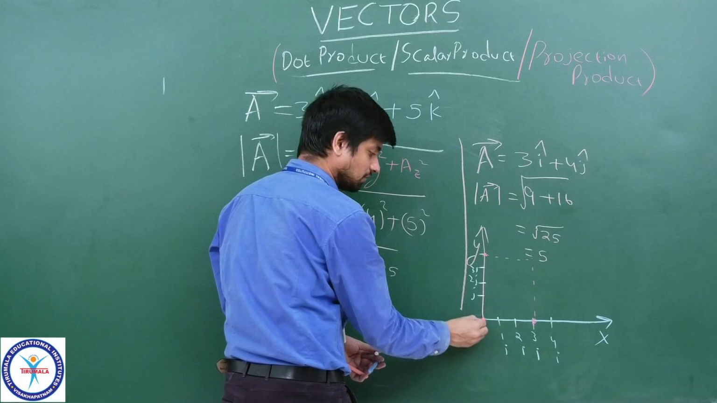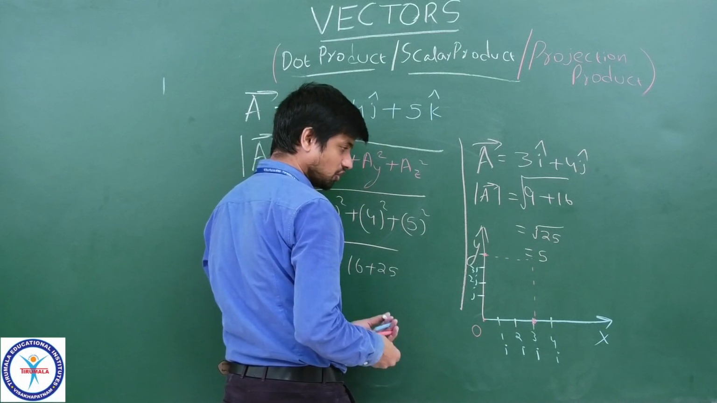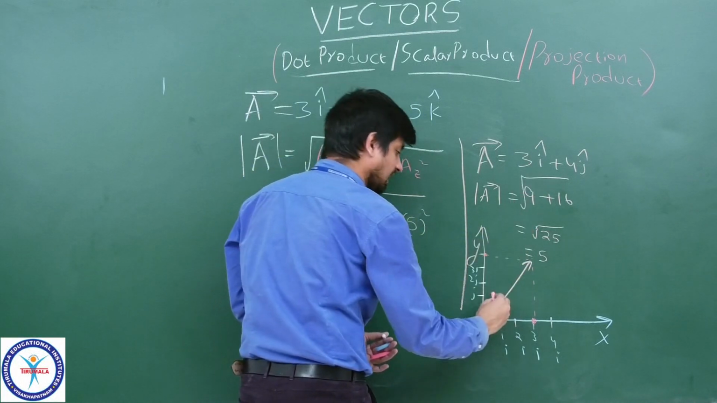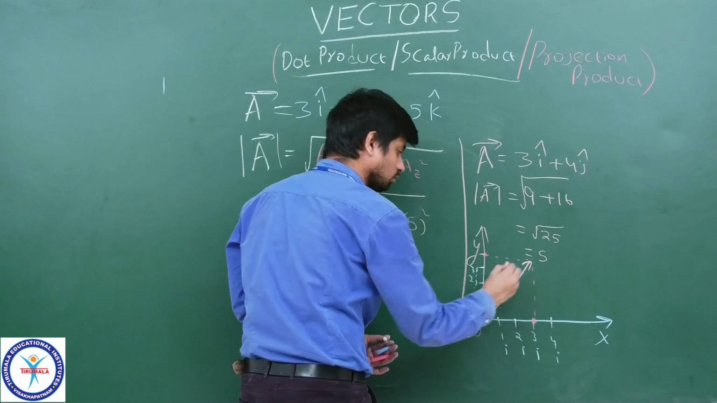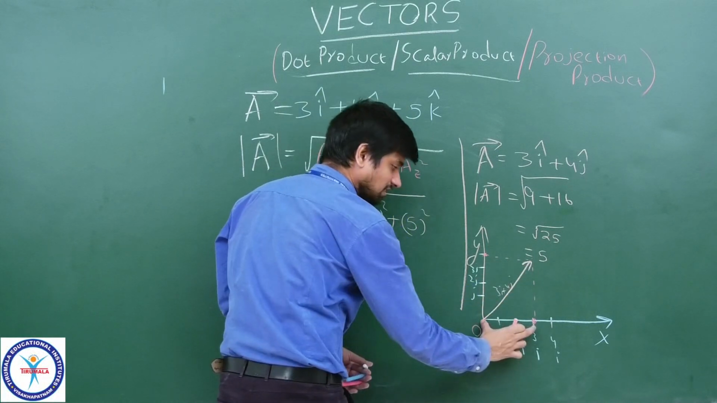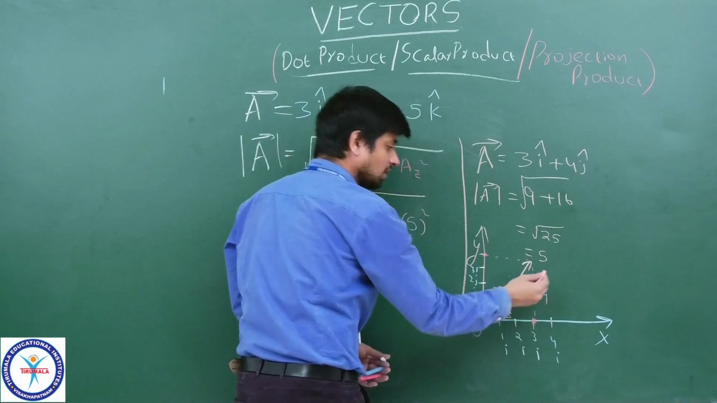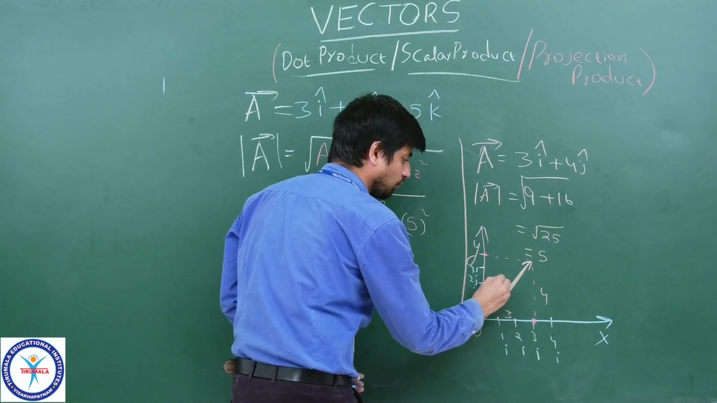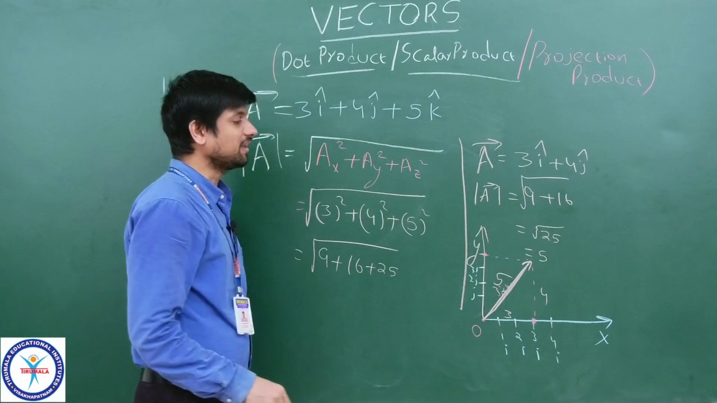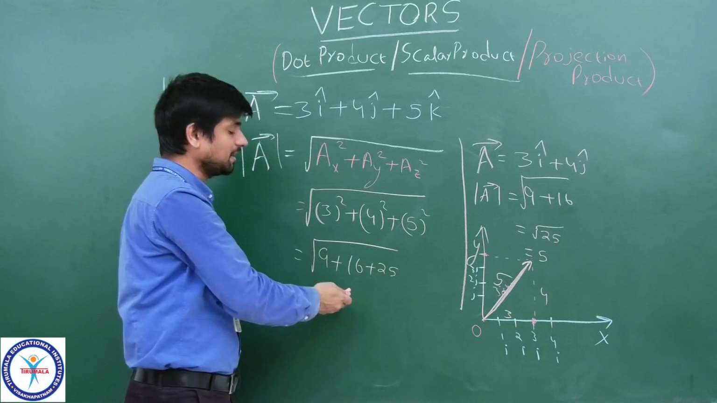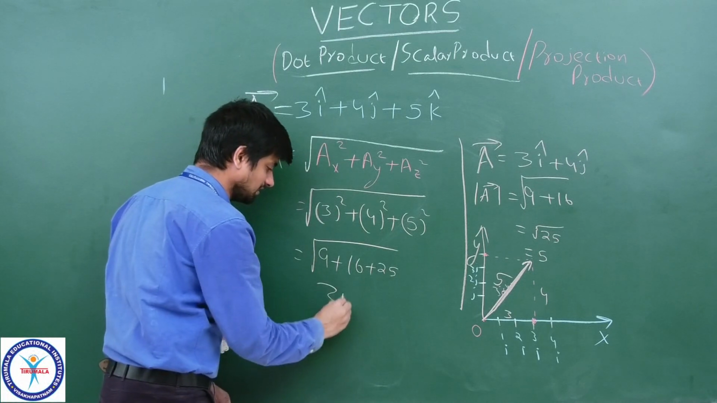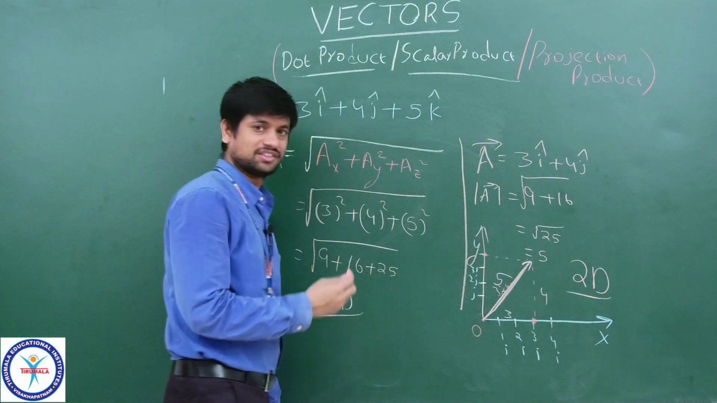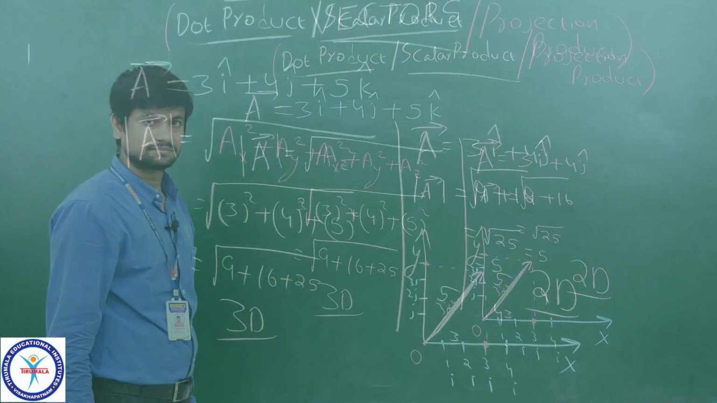Did you get the answer now? Look at this. This is the origin. Now join this. This is the vector, 3i plus 4j. If you want to know its length, this is 3, this is 4. Obviously, if you apply the Pythagoras theorem, this length gives you 5. So in that way, we can calculate. The same thing is applied for 3 dimensions. This is 3D, that is 2D.